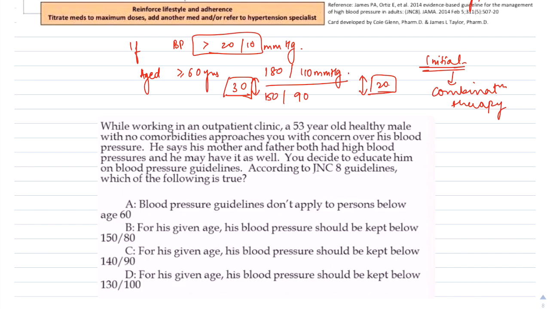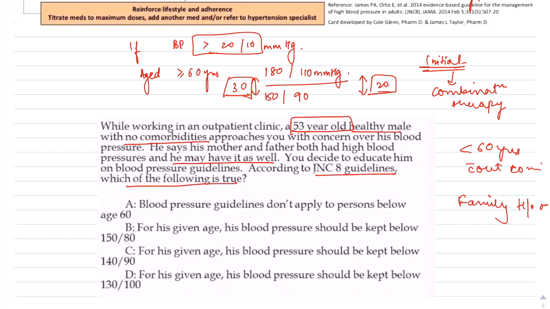While working in an outpatient clinic, this is a case scenario we'll be discussing. A 53-year-old, 53 years old means less than 60 years, healthy male without comorbidities, no comorbidities, approaches you with concern over his blood pressure. He says his mother and father both had high blood pressure. Family history is present, and he may have it as well. You decide to educate him on the blood pressure guidelines according to JNC8 guidelines. Which of the following is true?